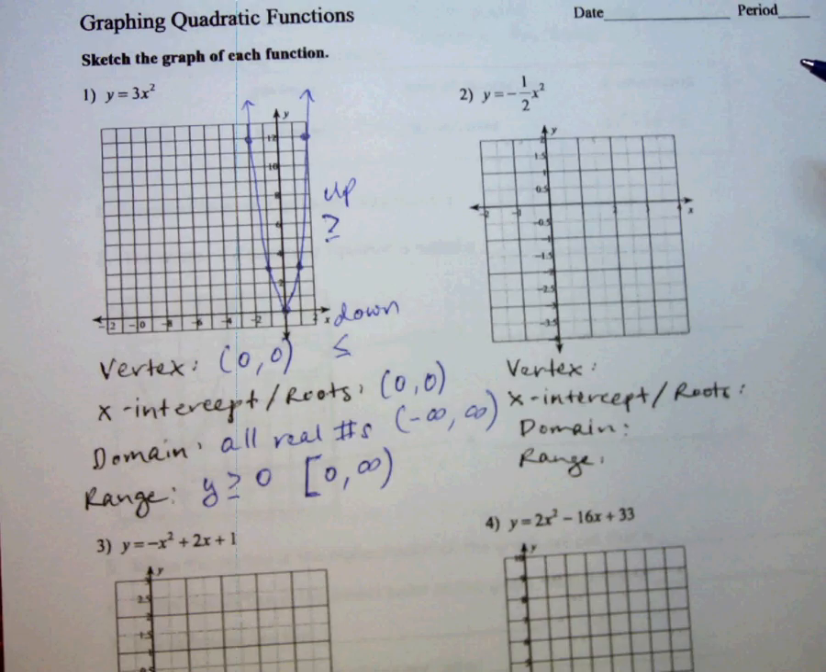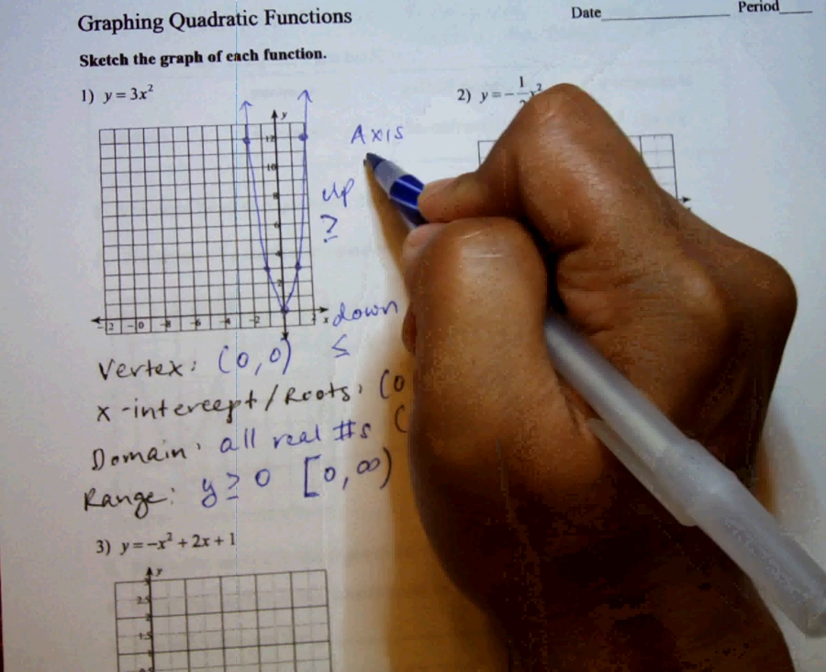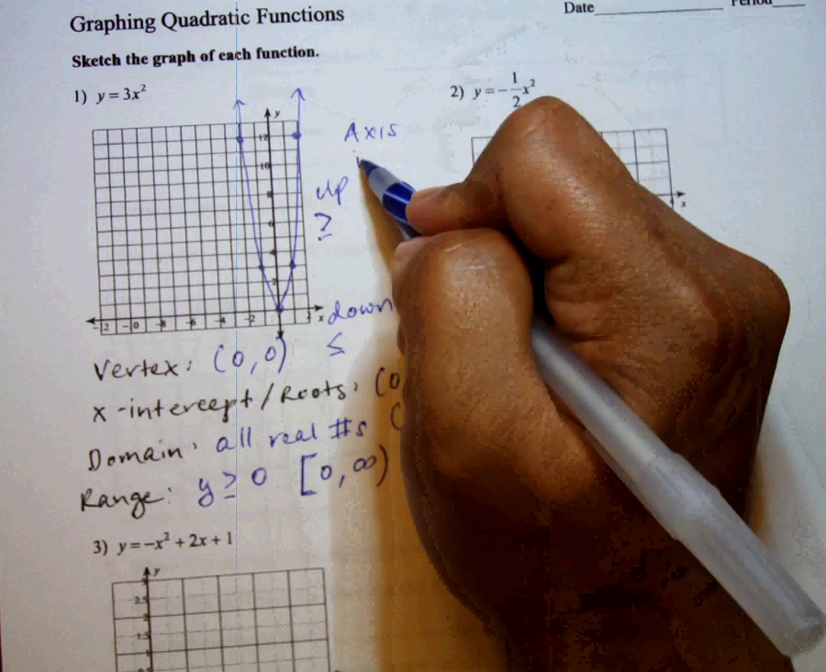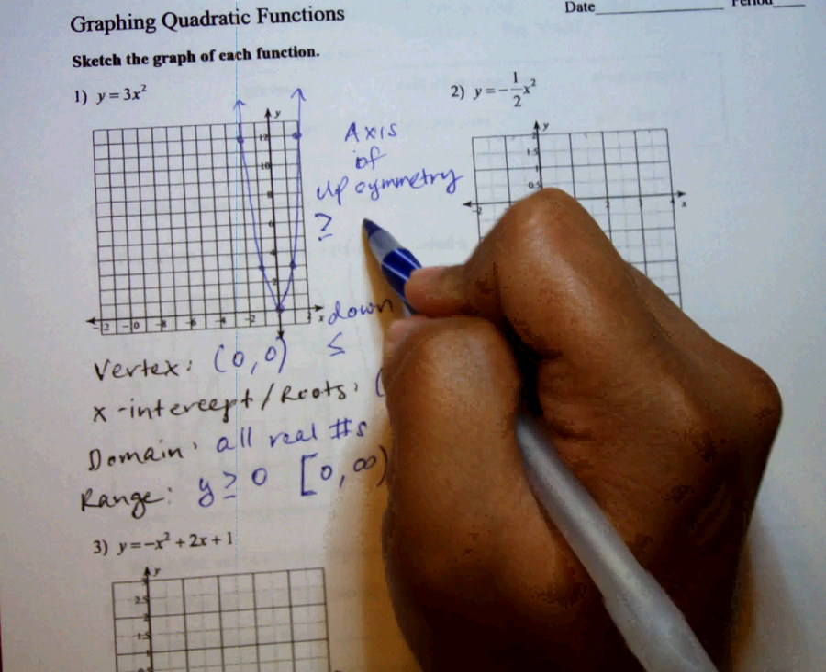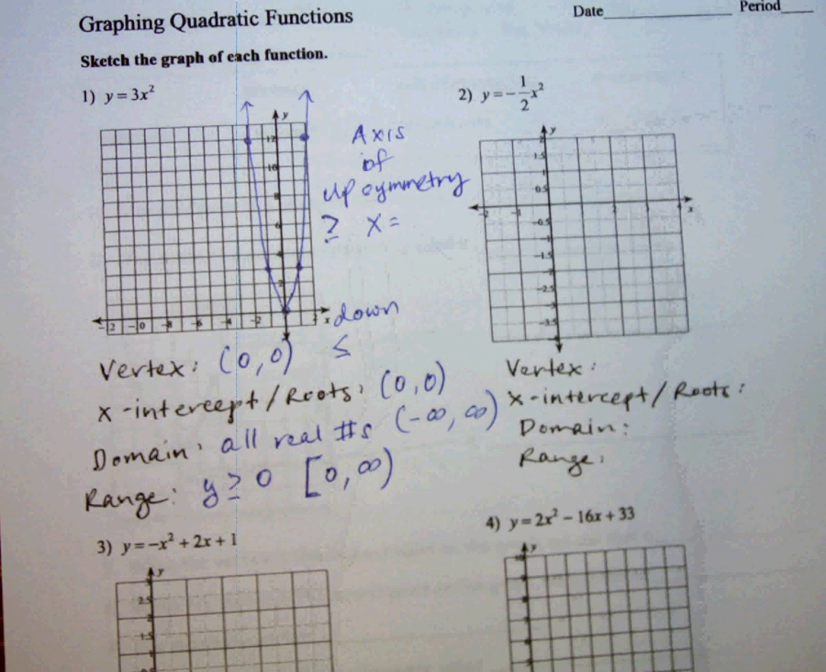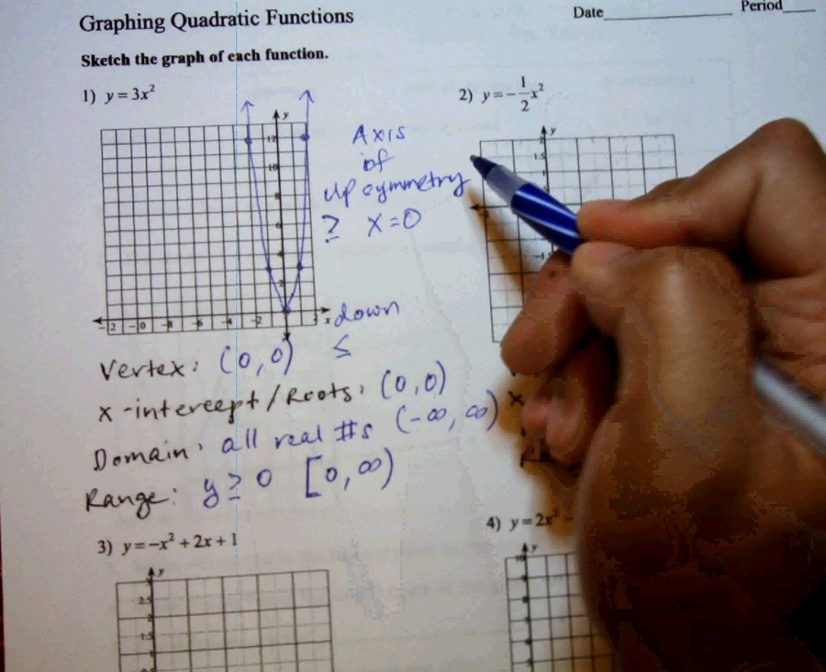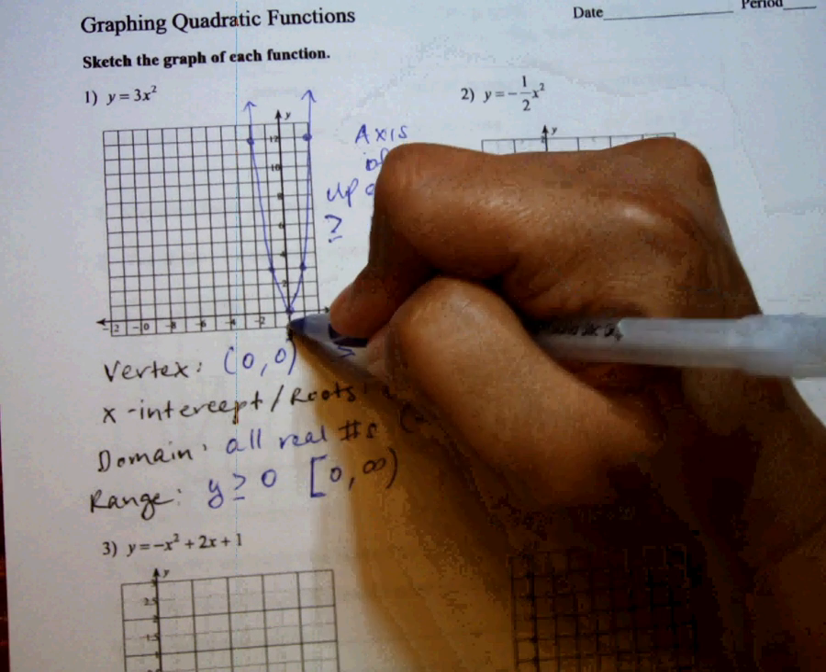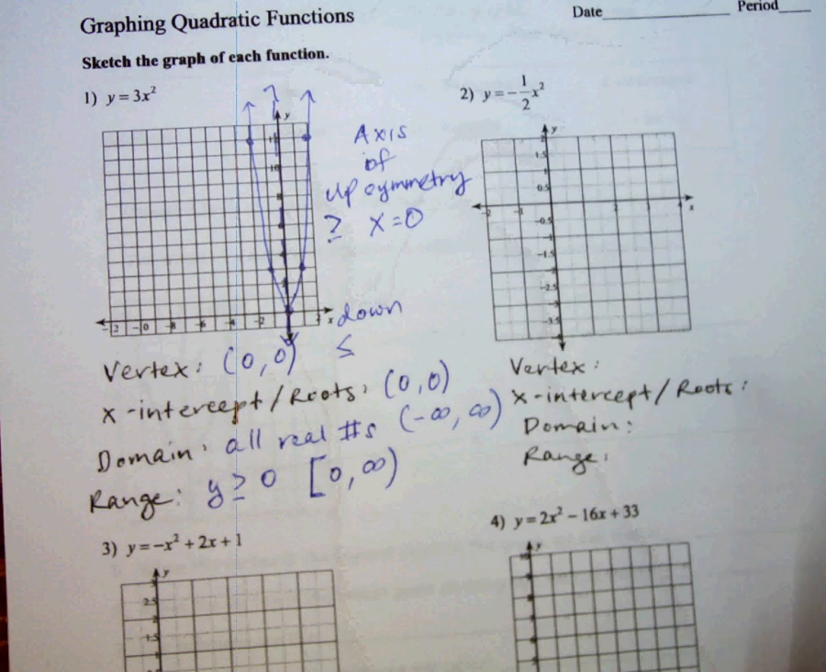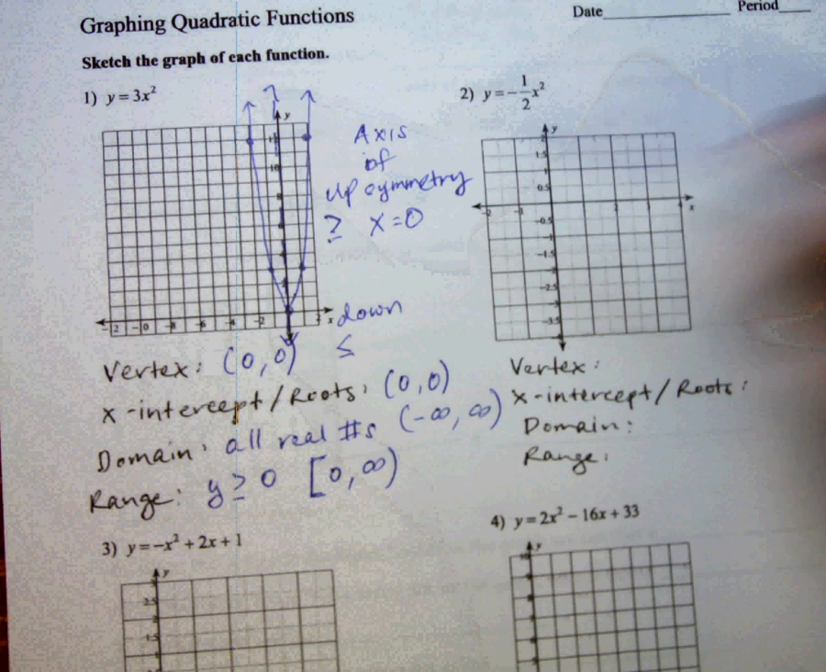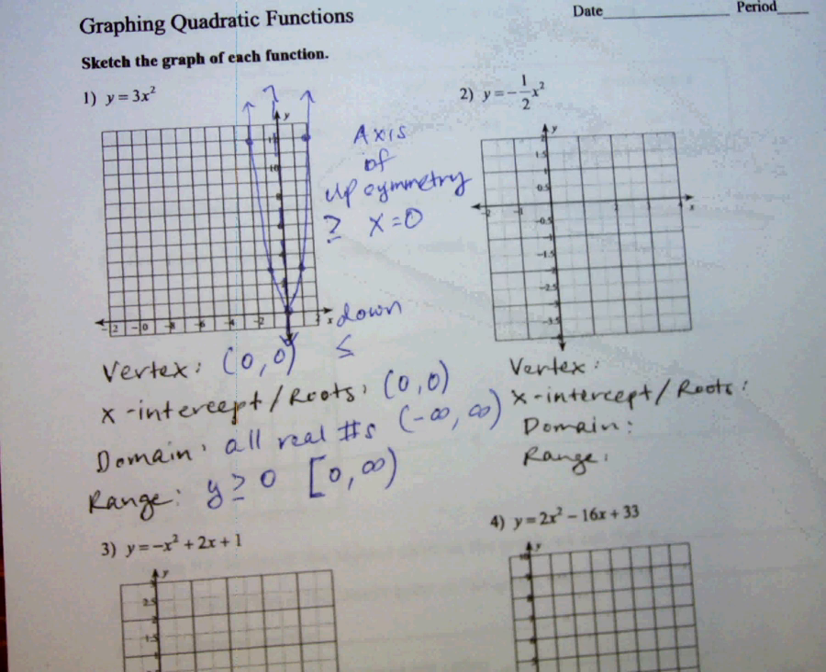Now there's one more thing I did not mention about this, which is the axis of symmetry. The axis of symmetry is the line that cuts the parabola in half. The axis of symmetry is always x equals, that's where you start, x equals whatever is the x value of my vertex. So that means it's going to be x equals 0, and then I'm going to draw my dashed line up and down the y-axis. Alright, so that's number 1.